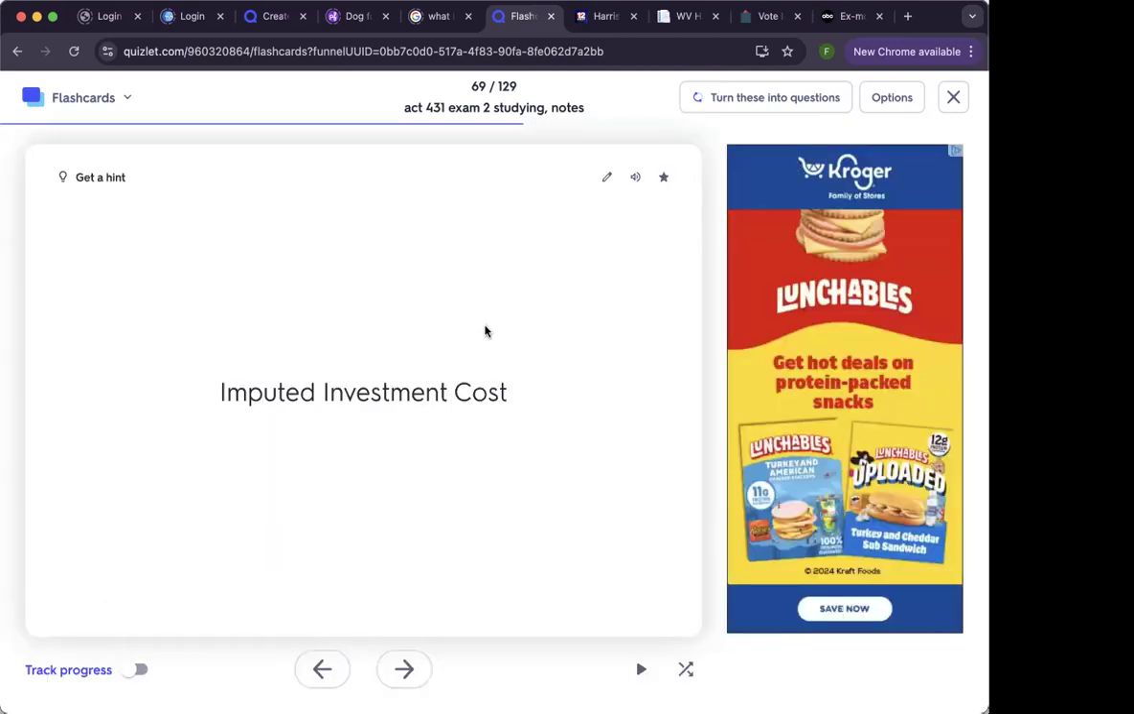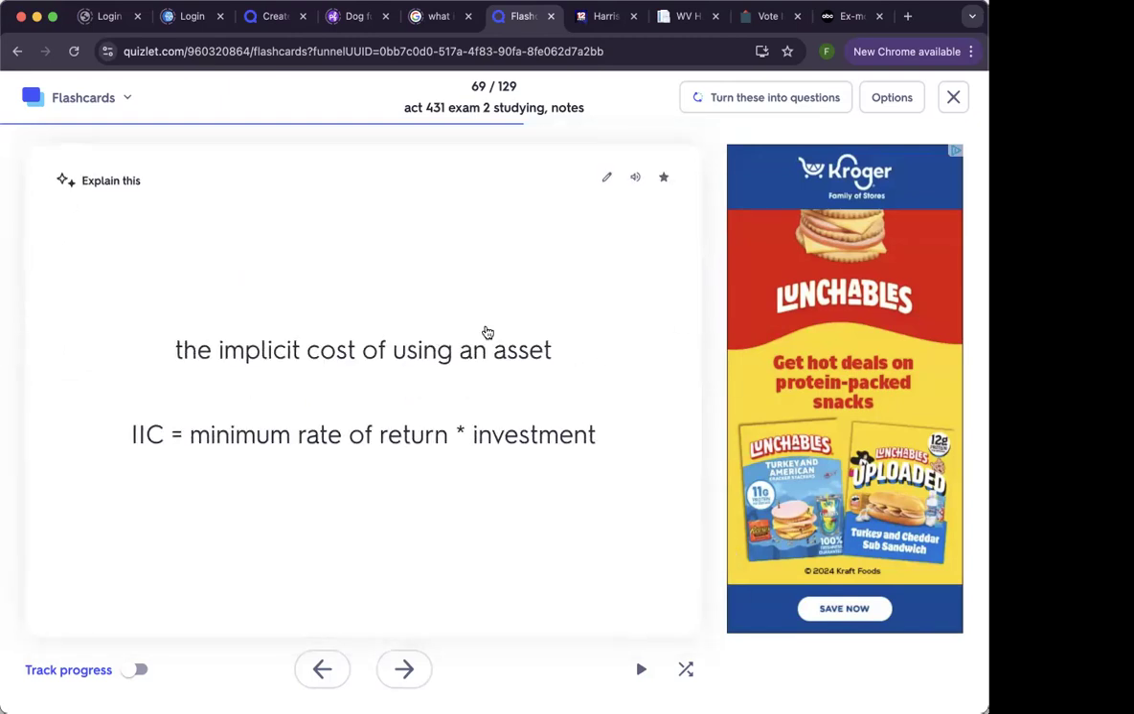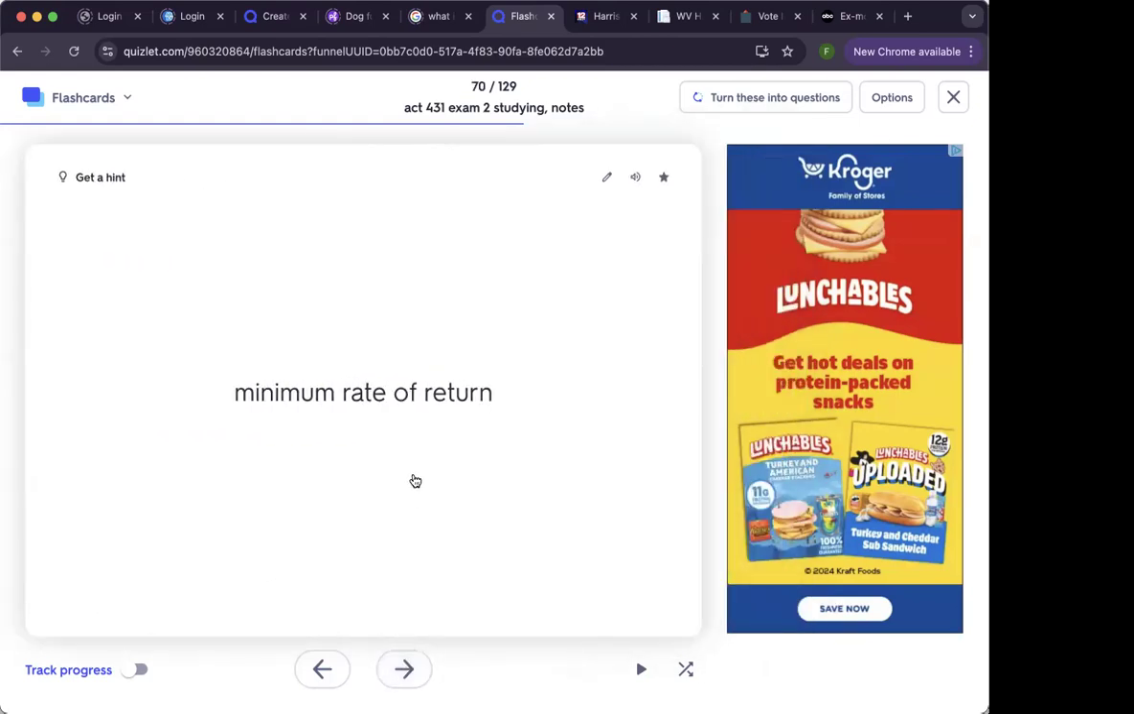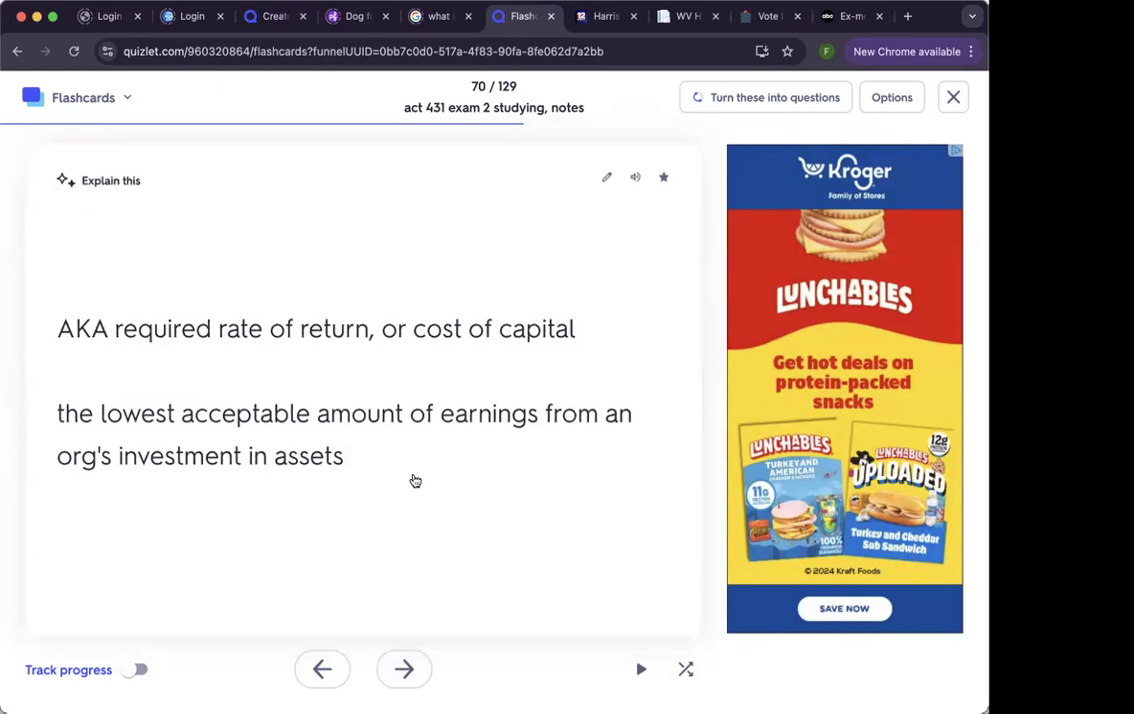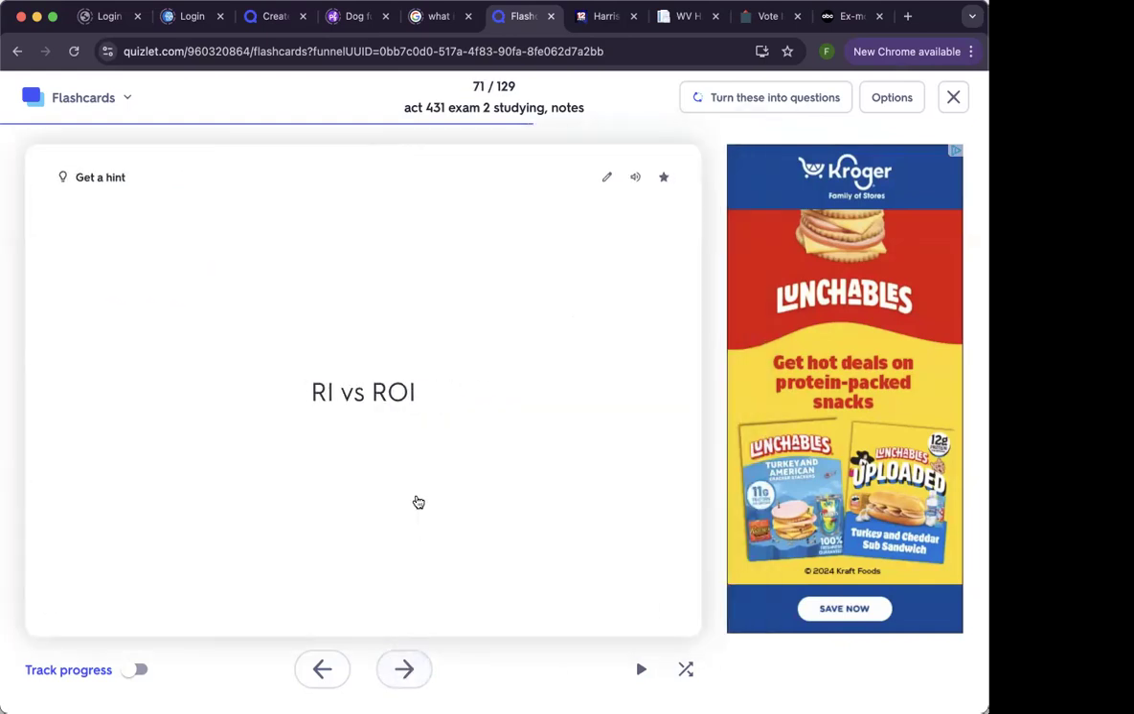Imputed investment cost, or IIC, is the implicit cost of using an asset. So that's the minimum rate of return times investment value. Minimum rate of return is also known as required rate of return or cost of capital. It's the lowest acceptable amount of earnings from an organization's investment in assets.